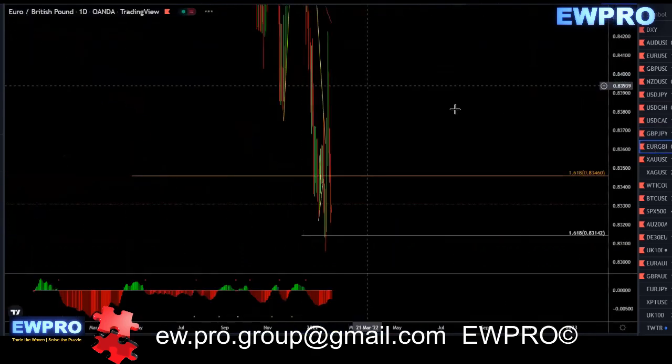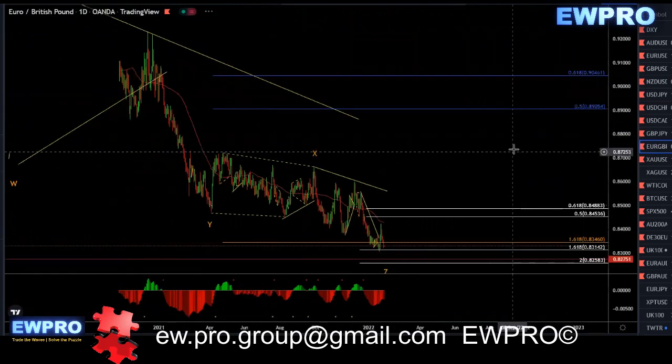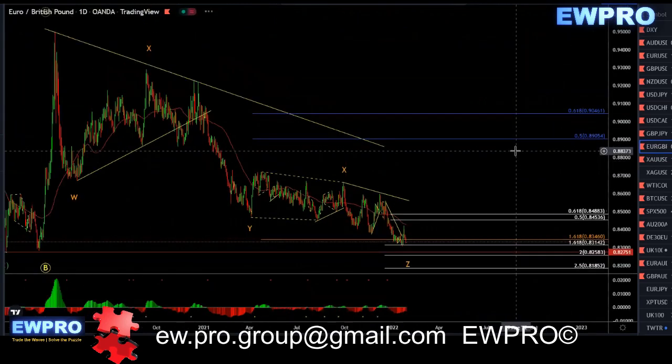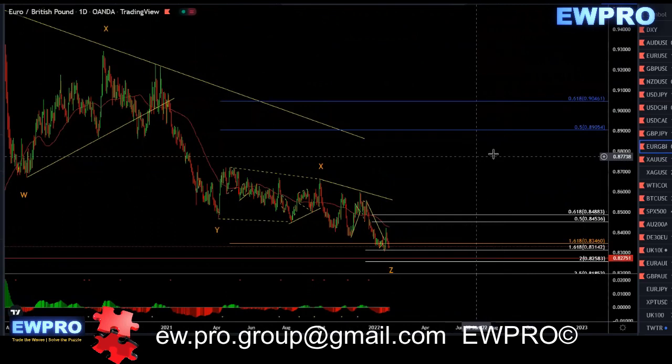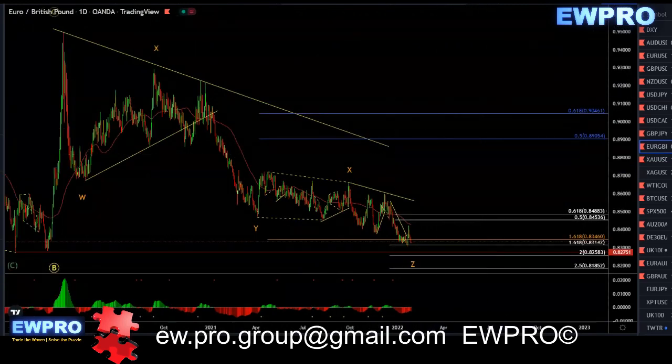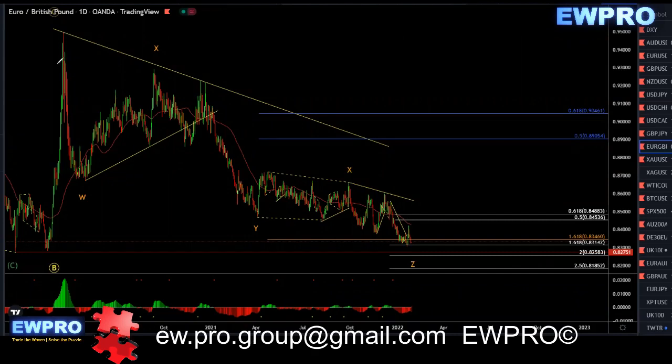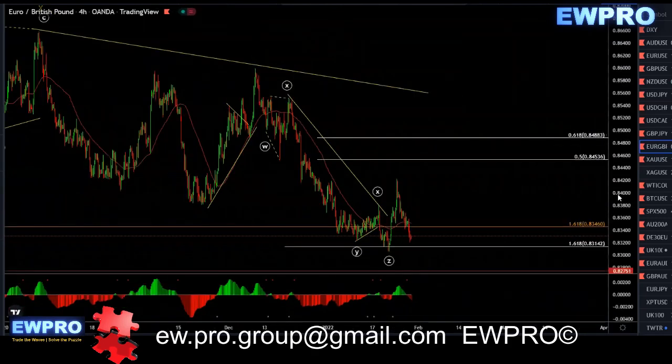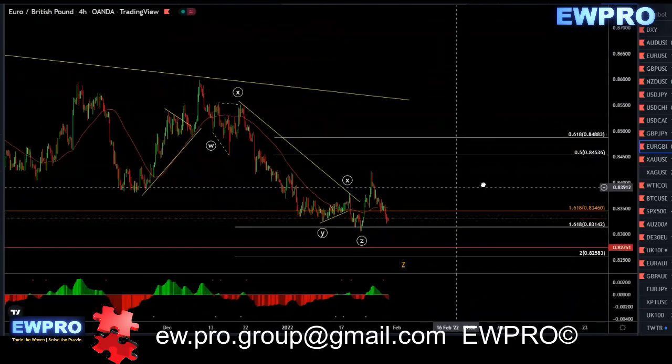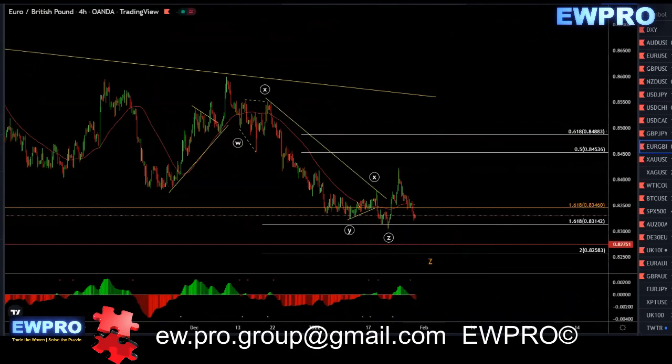EG on the daily, this is really tricky. This has been tricky for a long time. We're only looking for buys. We're at a low, but it's just not going. So we got a W, X, Y, X2, Z down to the 161.8. We have a lot of bullish divergence. So selling is not really something I'm interested in. I'm really interested in the buys.